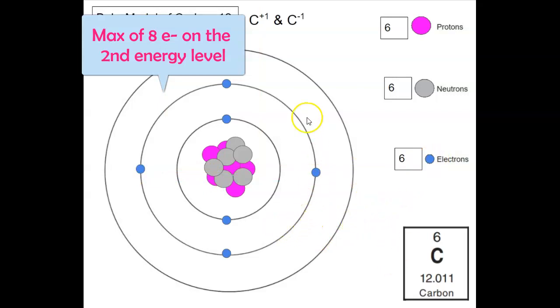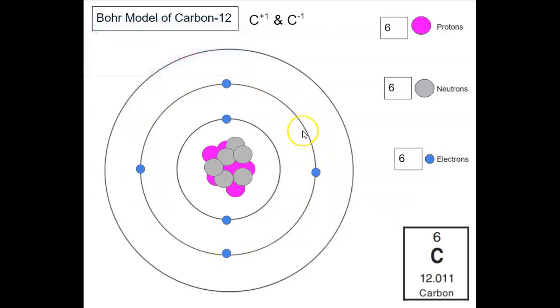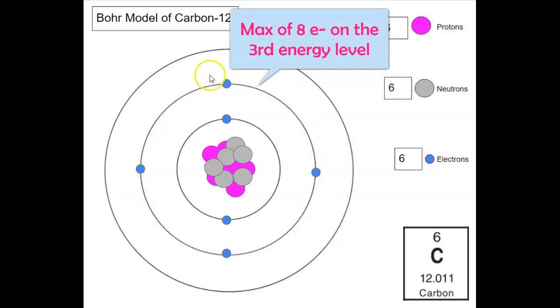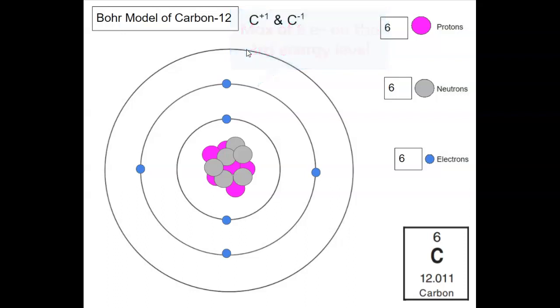You could have a maximum of 8, so if I still needed more electrons, I could go until I have 8 on this energy level, and then I would have to start filling the third energy level, which for our purposes can also have a maximum of 8.